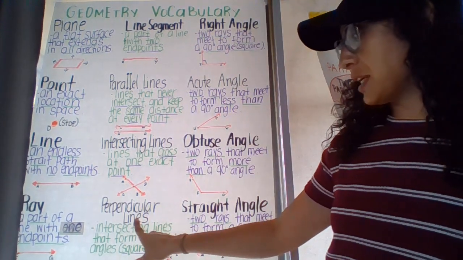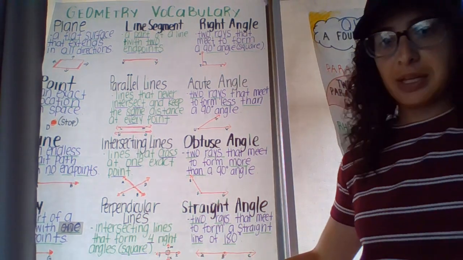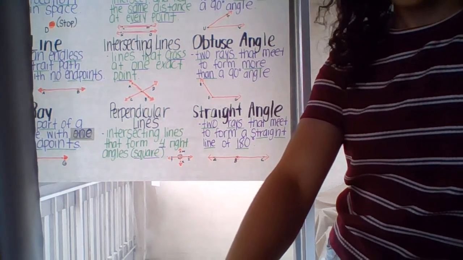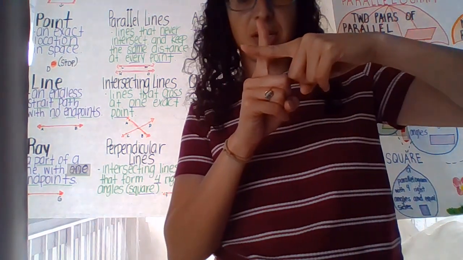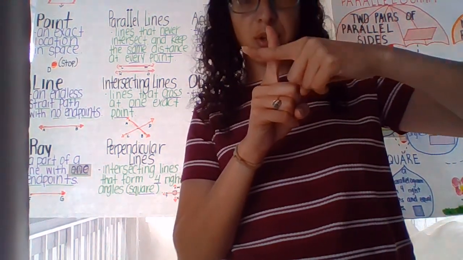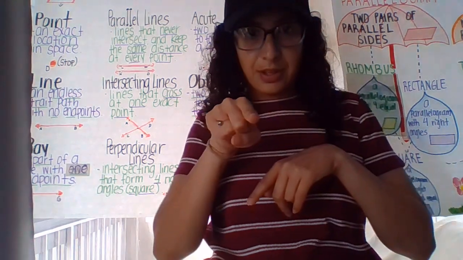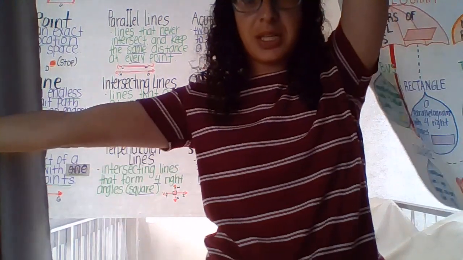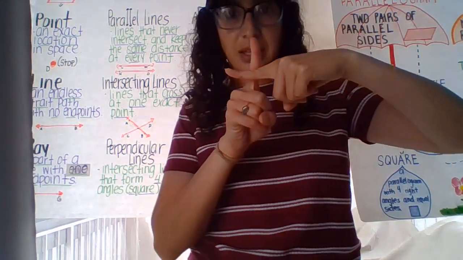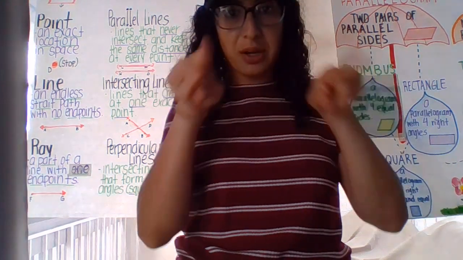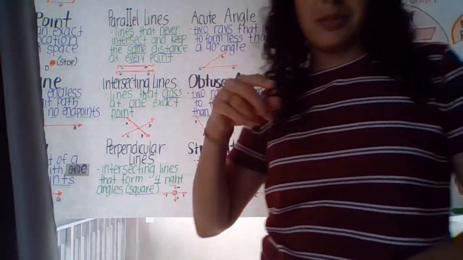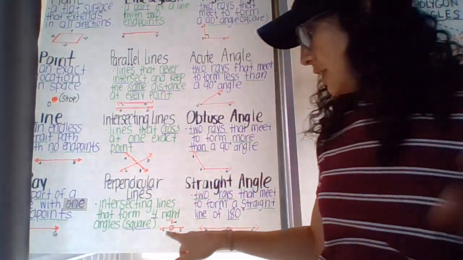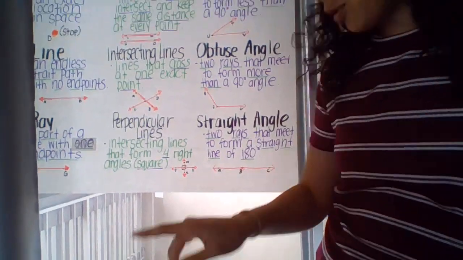And we have perpendicular lines. Perpendicular lines, oh, you can't really see it. Perpendicular lines form that perfect cross. So that means that at each corner, you're going to have a square corner, kind of like when you see an L or a plus sign, okay? Perfect square corner. And we have a right angle. A right angle is what you get when you have perpendicular lines.